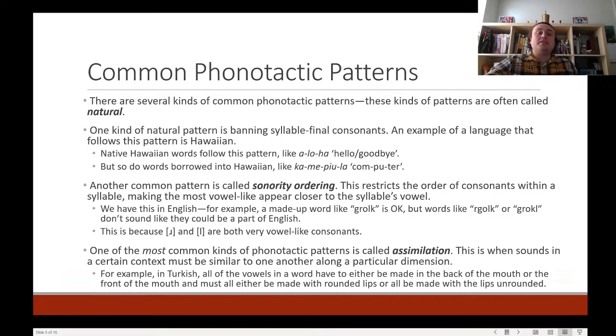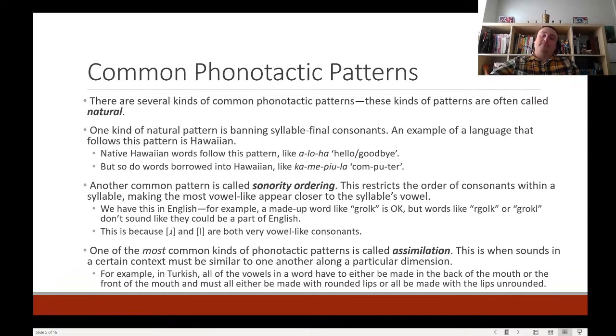Words that are borrowed into Hawaiian are also like this. So like the word for computer, because computers were invented relatively recently, was borrowed into Hawaiian from English. And so you get this word kamepiula, something like that. I'm sure I'm pronouncing that somewhat wrong because Hawaiian is not my native language.